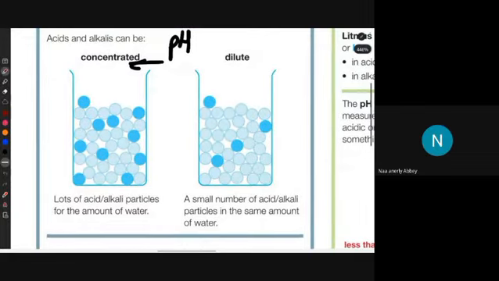Okay. Now, acids and alkalis, they have what? When we talk about concentrated and dilute, what we need to understand is that concentrated means that something has a lot of particles present in it, right? So lots of acid particles, lots of alkali particles actually mean that the substance is going to be concentrated. It's going to have less water, and it's going to have more of the acid and alkali particles. All right.